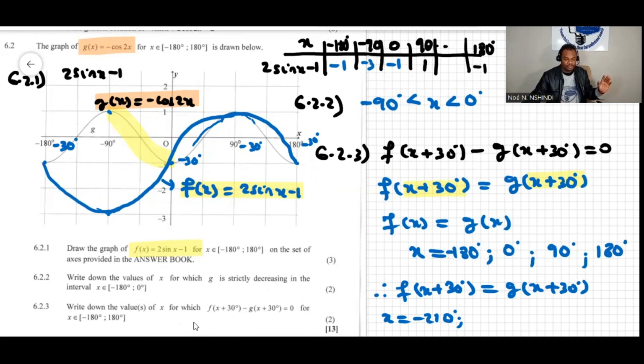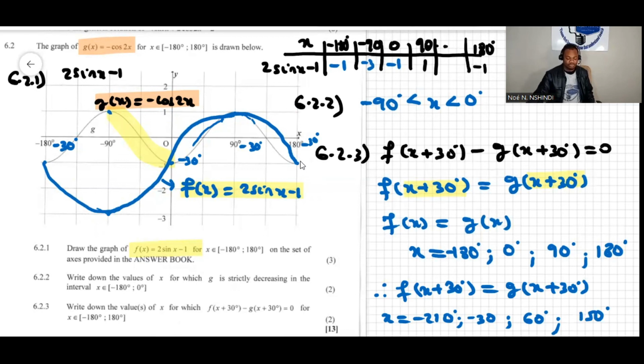Also, by negative 30 degrees, because the intersection at 0 degrees won't be at 0; it will be at negative 30 degrees, since it shifts 30 degrees to the left. And then over here, they are also equal at this point. 90 minus 30 degrees makes 60 degrees. And there, at 180 degrees minus 30, the intersection is going to be 150 degrees.